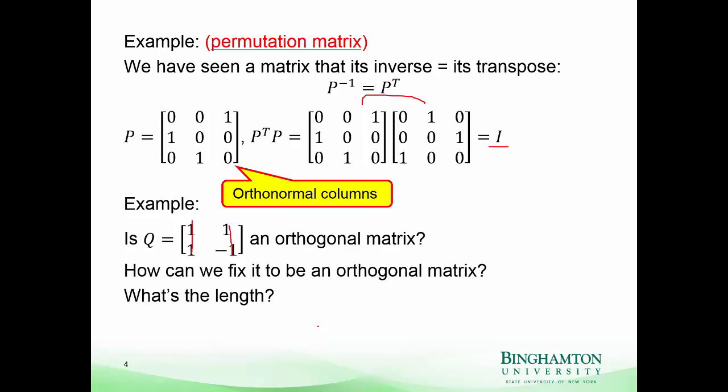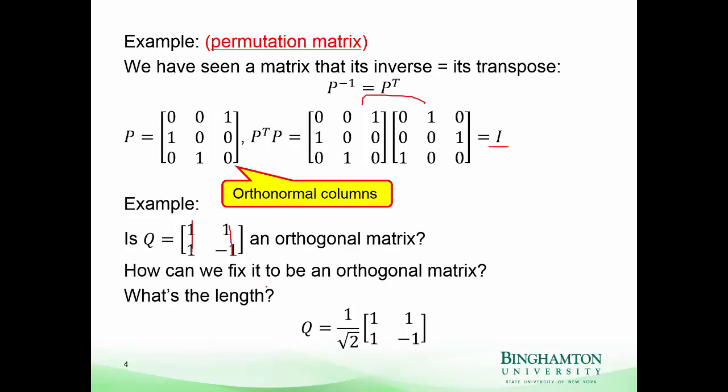If you want to pause the video and try to calculate that yourself, then come back. So the length is actually square root of 2, because we would take 1 squared plus 1 squared, square root of that. So that gives us square root of 2. Over here we would have 1 squared plus negative 1 squared, also gives us 2. Take the square root of that, and we get square root of 2.